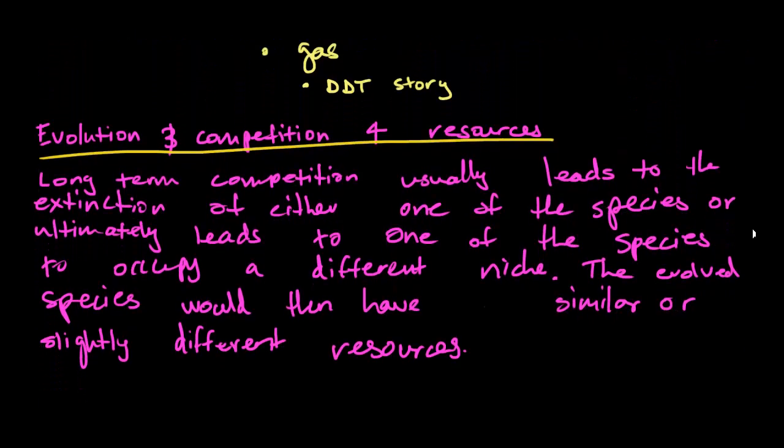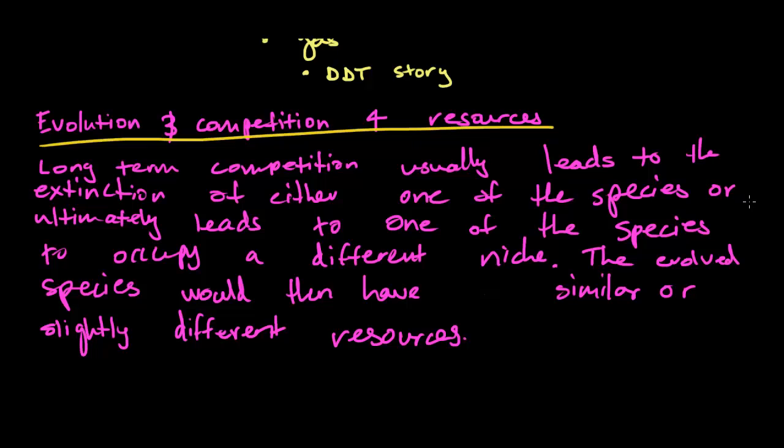Evolution and competition for resources. Now, long-term competition usually leads to the extinction of one of the species, or ultimately moving to a different ecosystem or a different niche. Because of this, the evolved species would have similar or slightly different resources. All this is trying to say is that because of this competition, it could lead to things such as the organism moving ecosystems completely, or to a completely different niche. But at the end, it's usually similar or slightly different resources. So like the food it has, and the amount of light, and all the other factors combined, it should be either the same or similar, slightly different.